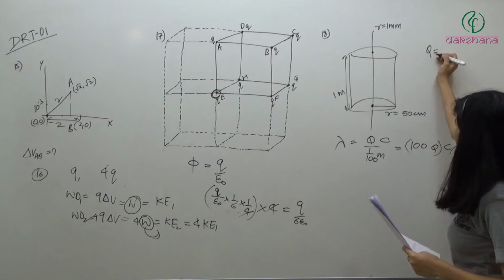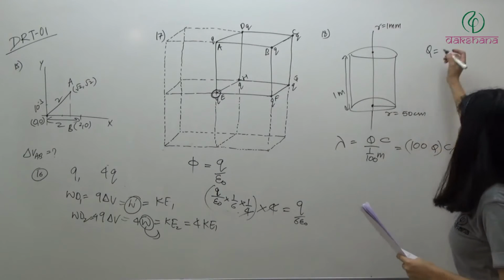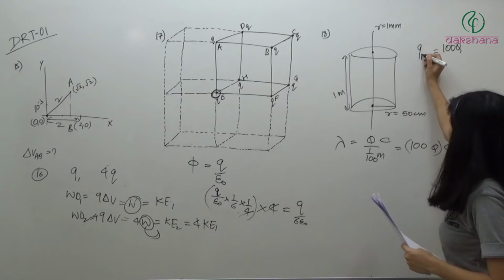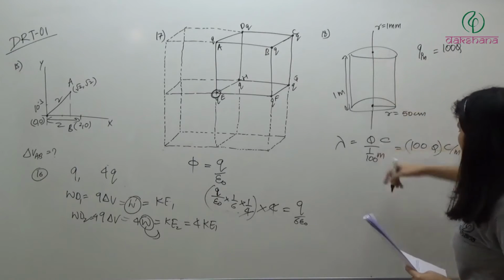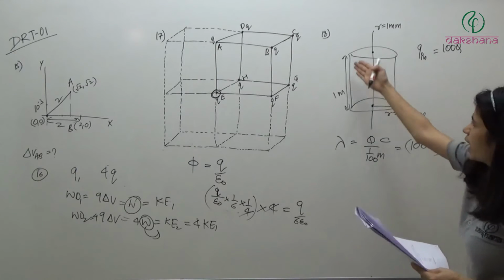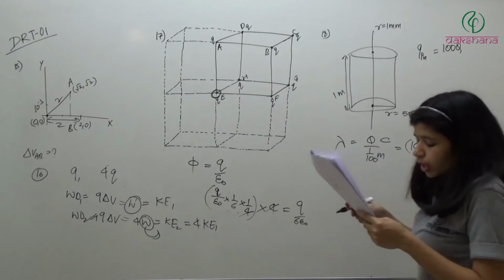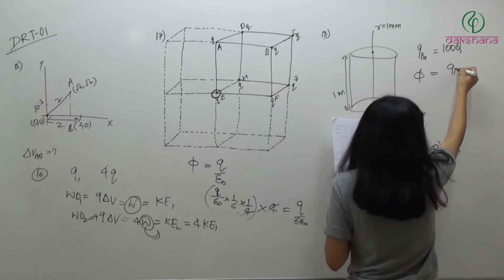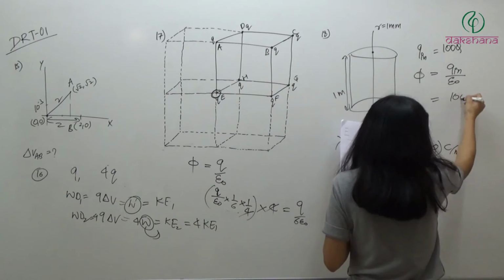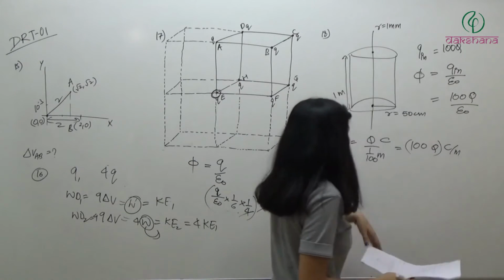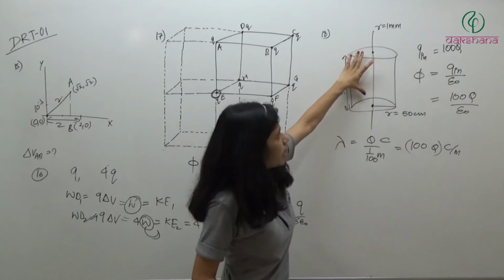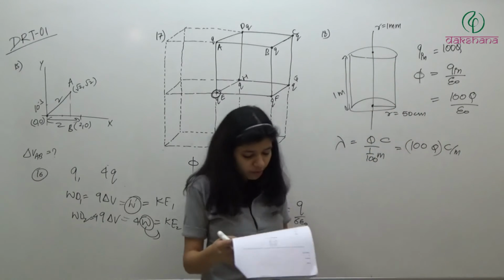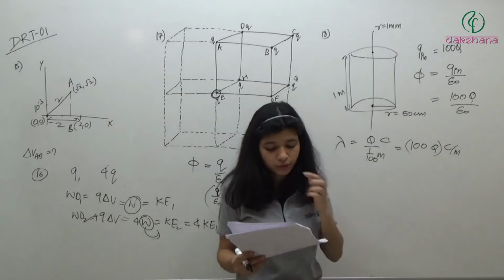So Q enclosed will be equal to how much? Lambda into length. Lambda is 100 Q coulomb per meter, meaning 100 Q only. How much charge is there in 1 meter? So it is 100 Q. And we need to find the flux, which will be Q enclosed divided by epsilon naught. So it will be 100 Q divided by epsilon naught. Simply this much charge is enclosed in this part of the cylinder, and Q enclosed divided by epsilon naught will be your answer. So 100 Q by epsilon naught.